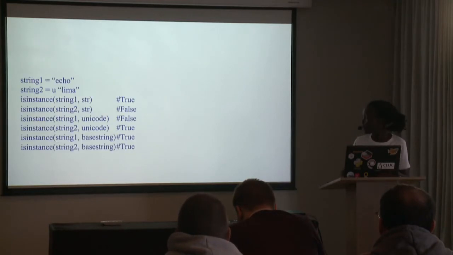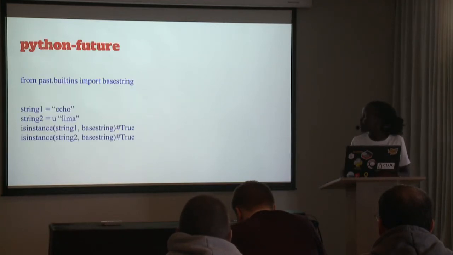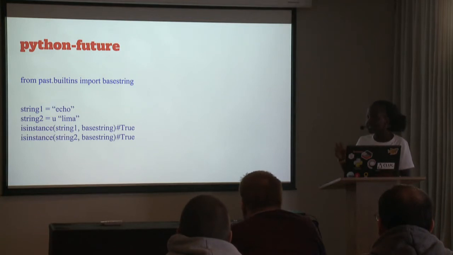So what if you have code in your existing code base that checks against base string? What would you do in that case? Future has a workaround for that. You'd use the base string type, which future gives you in past.builtins, so you check against that. Because if you try to check against the type base string in Python 3, of course it will throw an error. But when we use future, we're able to access the right type, and future underneath does the magic for you. You don't need to know what it does.